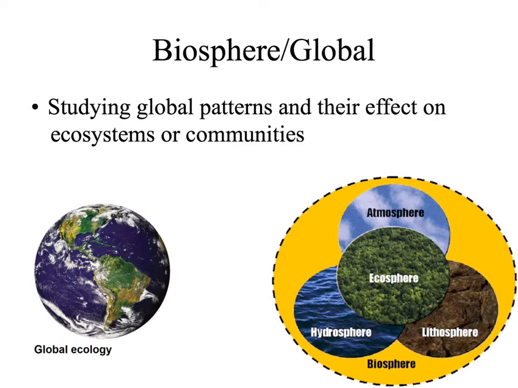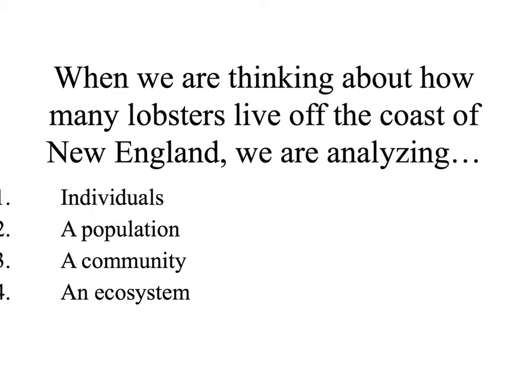The biosphere refers to our entire globe. We will see global patterns and their effect on the lower levels of ecology, such as ecosystems and communities. Here's a review question. When we are thinking about how many lobsters live off of the coast of New England, we may be analyzing a population. We are looking at how many lobsters there are in one area.